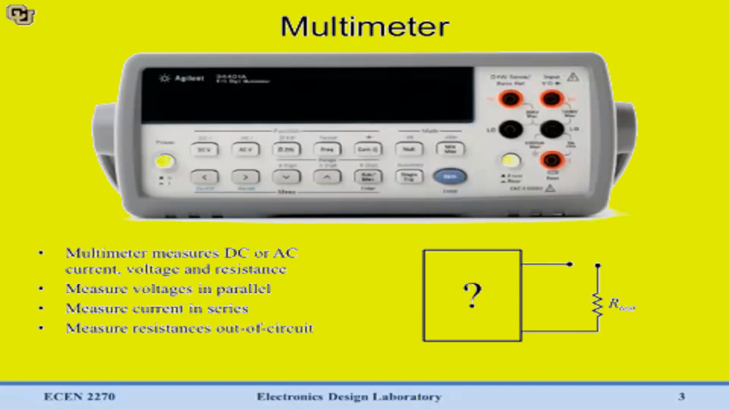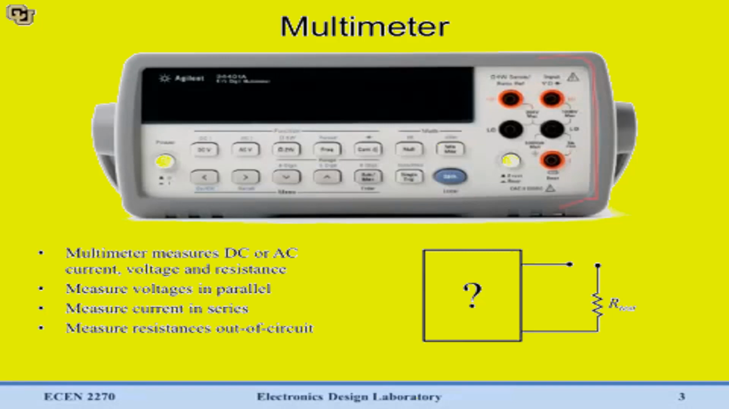Make sure to measure resistances out of circuit. That means to completely remove the resistive element you want to measure from any other connections before connecting it to your multimeter. The multimeter has a number of different terminals on the right side over here. You need to make sure that you're on the correct terminal corresponding to the function you've selected.